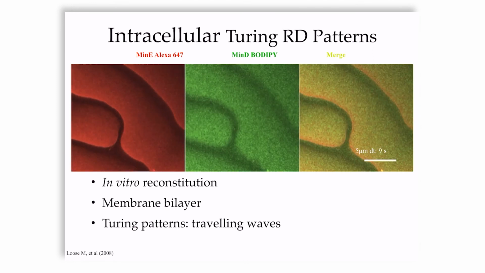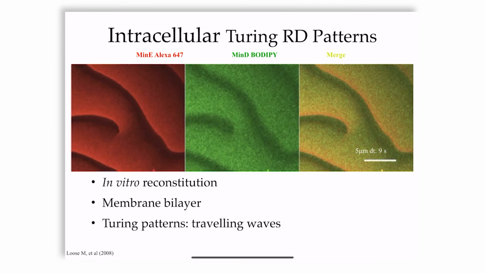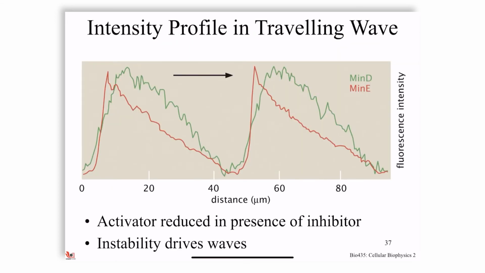Now, one can, of course, admire these patterns, but one would really like to know what is driving them. And when we look at the intensity profile at any given time point along a certain axis, then you see that the MinD and MinE are offset. They're not always co-localized, although by eye it might have actually appeared like that. The activator reduces in the presence of inhibitor and instability drives waves. This is seen in terms of where the profiles peak.